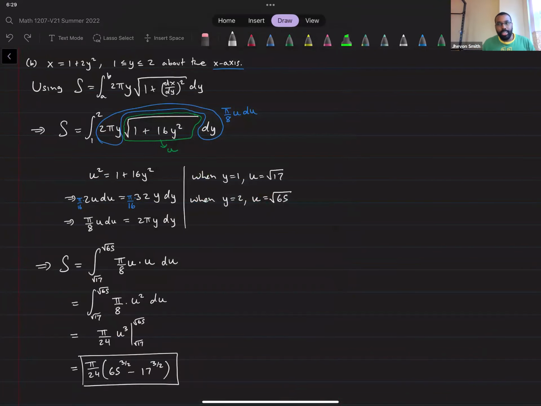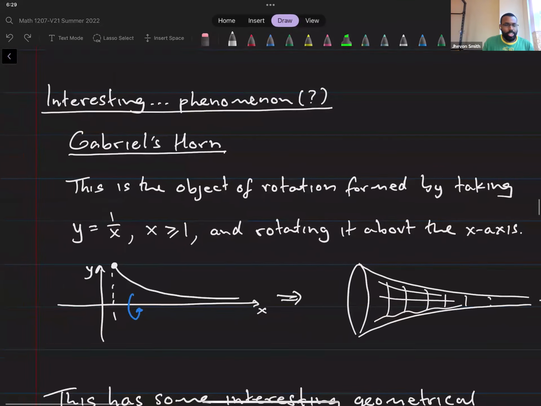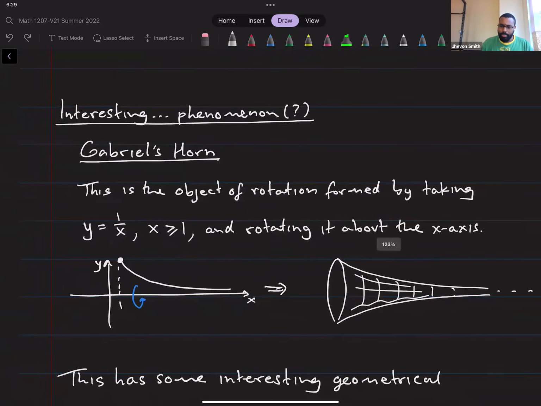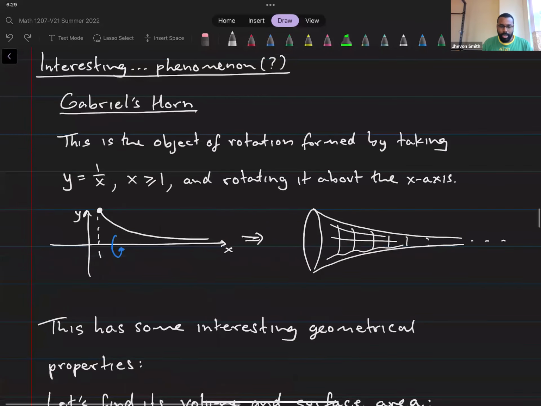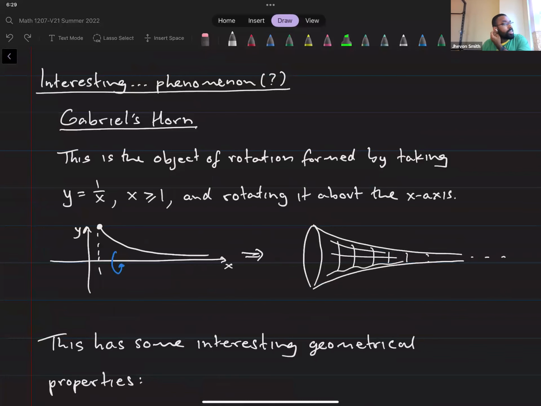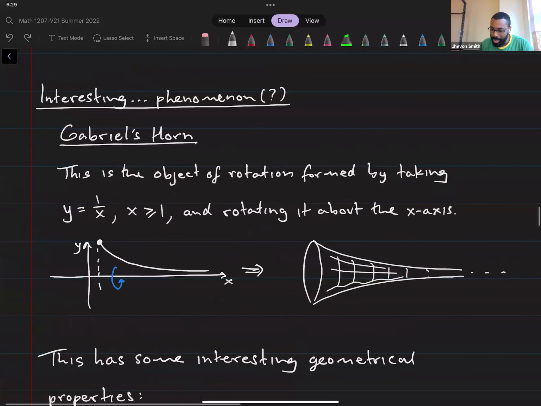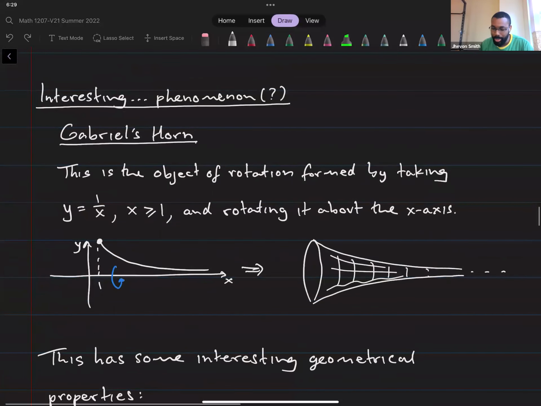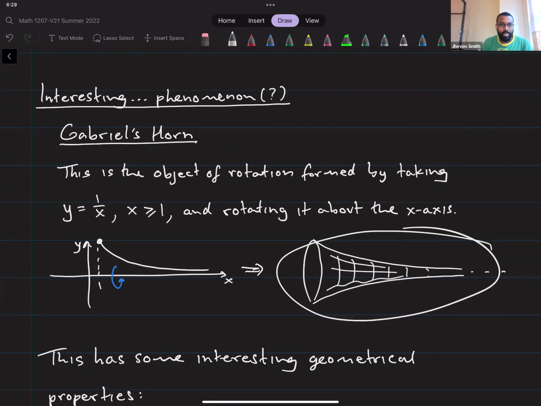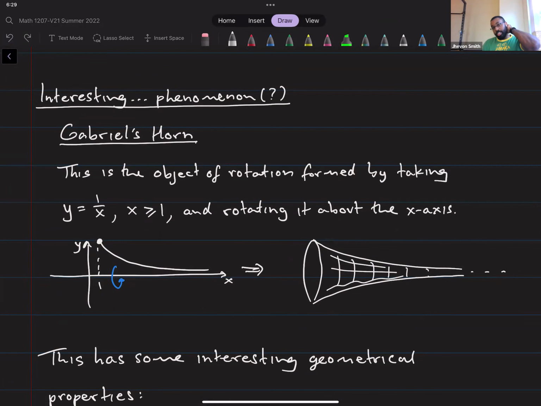Now, just want to take a slight detour to show you something kind of cool, an interesting phenomenon. This is actually a well-known mathematical object. It's called Gabriel's horn, because you can imagine an angel here blowing the horn. It looks like this, right? Okay, so this is the function y equals 1 over x for x greater than or equal to 1 rotated about the x-axis. You'll actually create this kind of object.